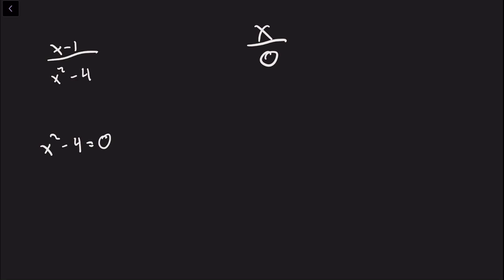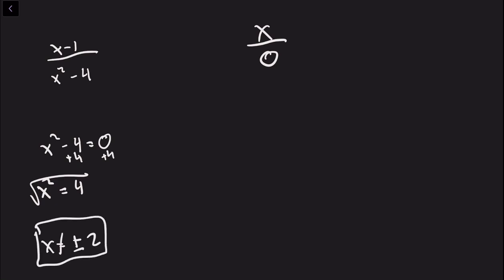But since we have a variable, there is going to be a number in here that gives us a 0 answer, which we can't have. So if we set this equal to 0, we'll end up with x squared equals 4 after we add 4 to both sides. Square root both sides, we get x equals plus minus 2. We cannot have our x equaling plus or minus 2 because then we would get a 0 in the denominator.